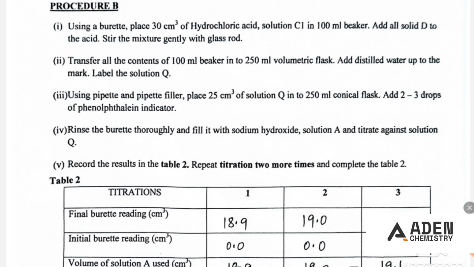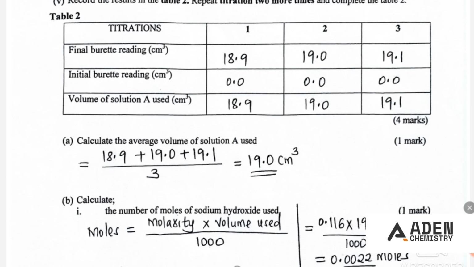Roman 3, we are told using a pipette and pipette filler, place 25 centimeter cube of solution Q into 250 ml volumetric flask. Then we add 2 to 3 drops of naphthalene indicator. Roman 4, then we are told rinse the burette thoroughly and fill it with sodium hydroxide, that's solution A, and titrate against solution Q. Then lastly, we are told record the results in the table 2, repeat the titration 2 more times and complete table 2. So let's proceed to table 2. So this is table 2.